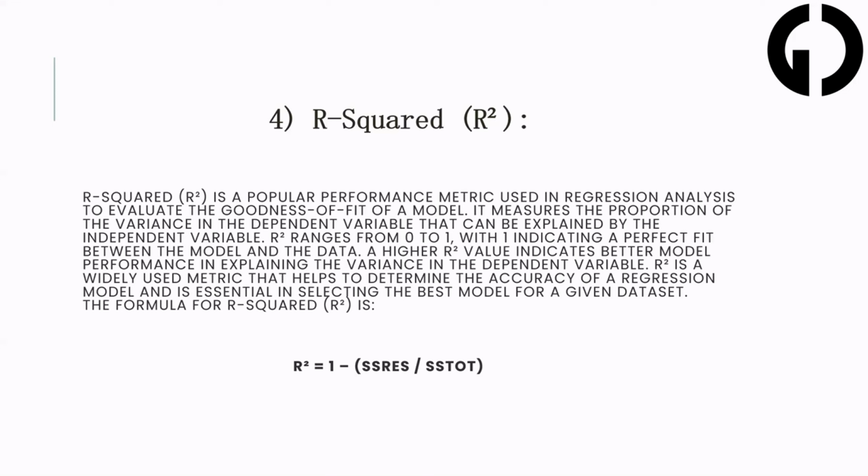In explaining the variance in the dependent variable, R square is a widely used metric that helps us to determine the accuracy of a regression model, and it is essential in selecting the best model for the given data set.